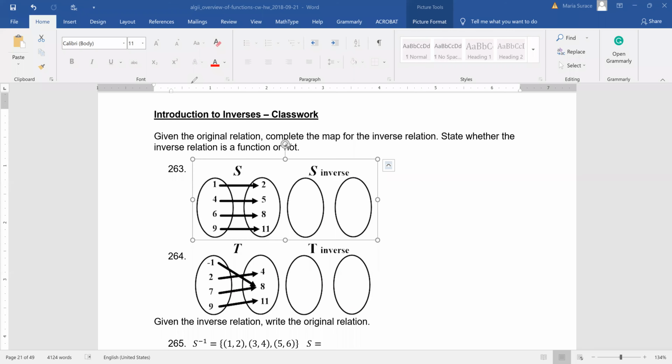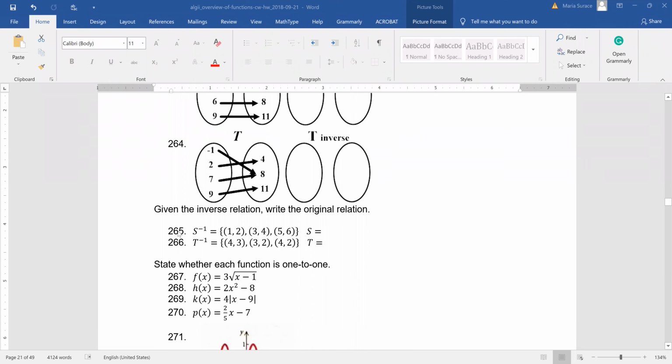Okay, let's move on to taking a look at the couple of points. In number 265, in order to write the function in its original state, we have to, again, reverse the x and y values. So my x values become y values and my y values become x values. So the first point becomes 2, 1. The second point becomes 4, 3. And the third one becomes 6, 5. And that's your answer.